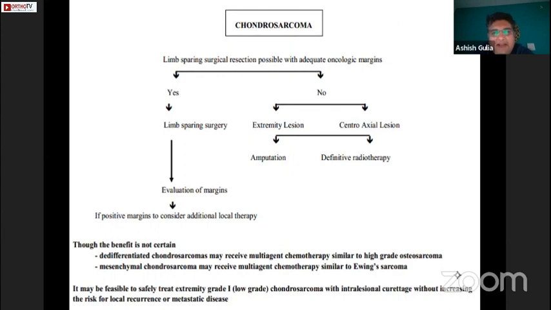Again, we also have guidelines on chondrosarcomas, and you can see at the end, we have very clearly mentioned that dedifferentiated chondrosarcoma patients may receive multi-agent chemotherapy, and in mesenchymal chondrosarcoma, they may receive Ewing's-based chemotherapy. But the exact benefit we get from adding this toxic chemotherapy is still controversial. But these tumors have a poor prognosis, and we sort of try to throw everything at them, whatever we can.